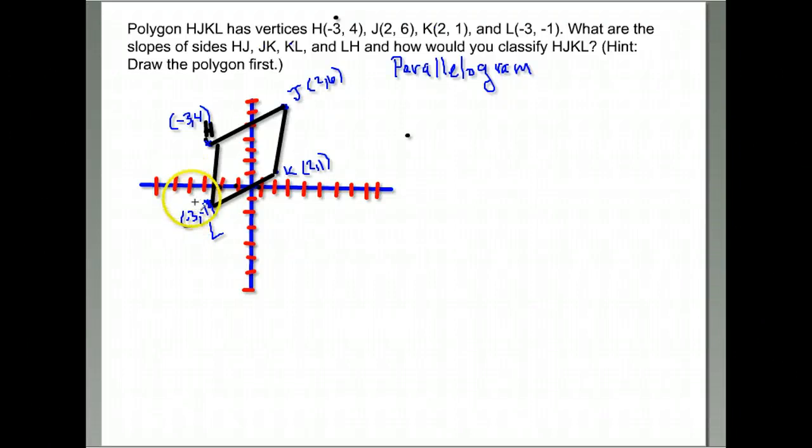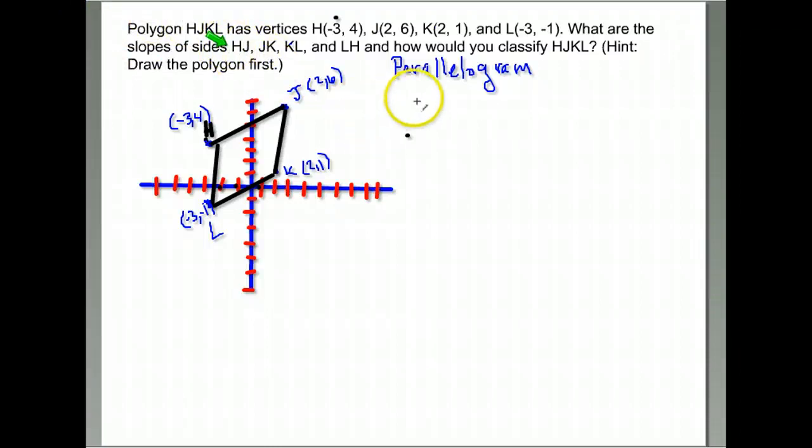If the slopes are the same, it makes the lines parallel. And if I can show that this line has the same slope as this line, that makes those two sides parallel. And if I can show the top has the same slope as the bottom, that makes those parallel, which classifies it as a parallelogram. A parallelogram has two pairs of parallel sides. So that is going to be my goal. I am going to find the slopes of all of these sides, and then we'll talk about it.